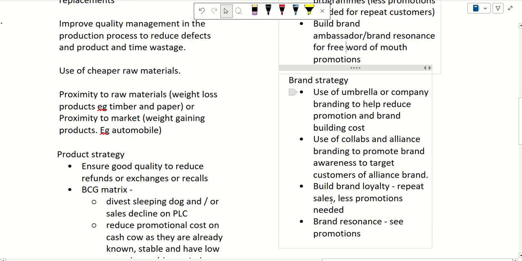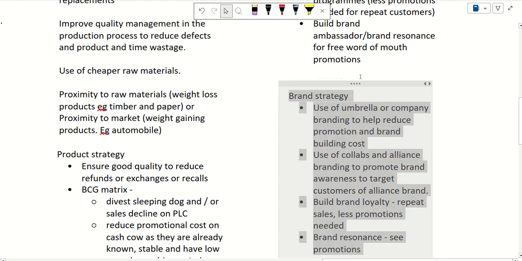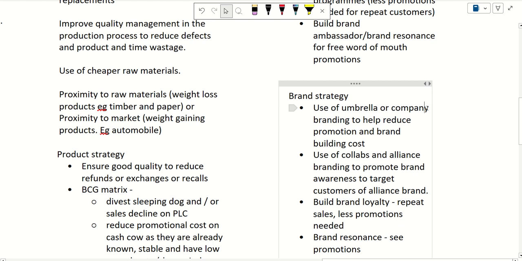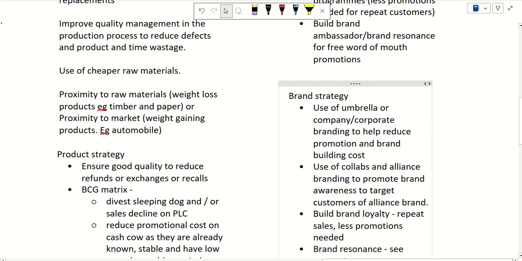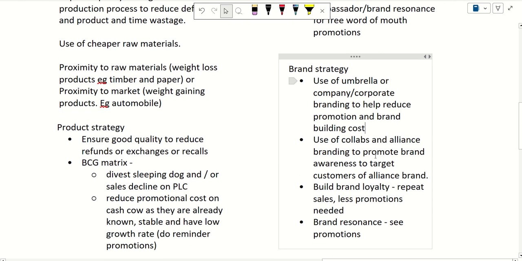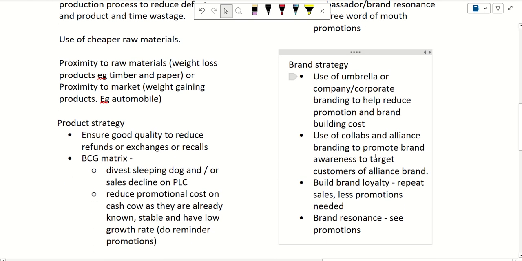Now brand strategy. How do we reduce costs using brand strategy? Of course, we have this idea called umbrella or corporate or company branding. It actually helps you reduce your brand building cost because you are relying on one brand to build for all products, so you're not doing a product branding approach. Then of course you use collabs and alliance branding to promote brand awareness across different target customers of the different alliance brands that you have, your collaborations. That is actually very good because it benefits both your brand as well as your alliance brand.